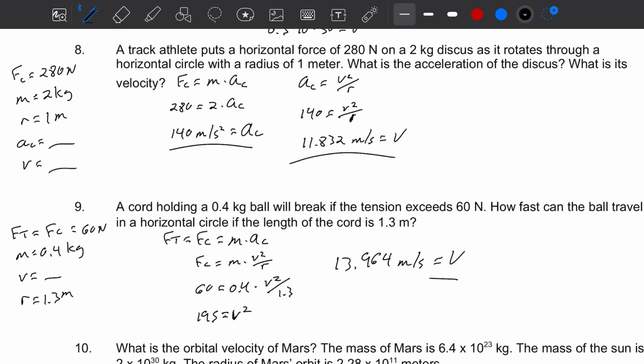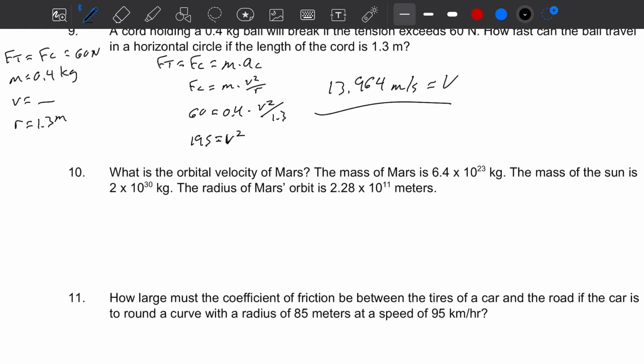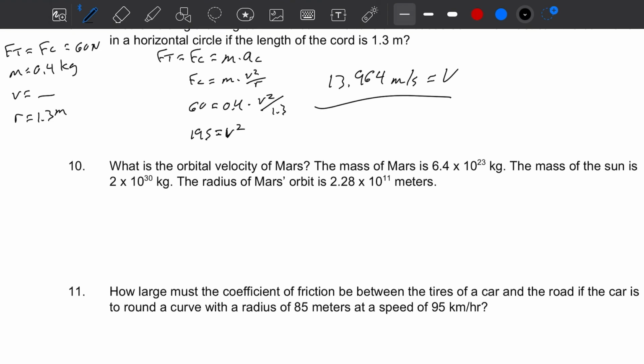.964 meters per second is our velocity. Two more questions, four more minutes, we're done. What is the orbital velocity of Mars? It gives us the mass of Mars, the mass of the sun, and the radius of that orbital movement. The distance between the sun and Mars, we have it.